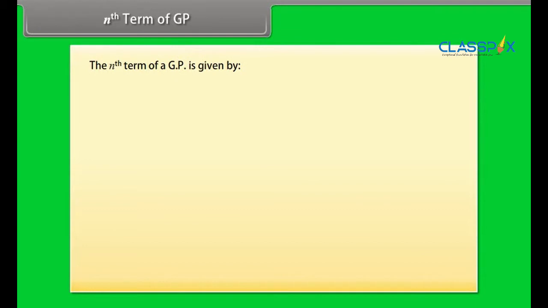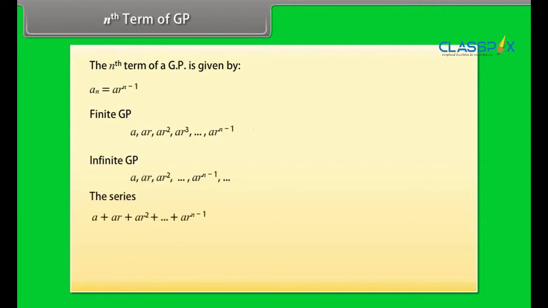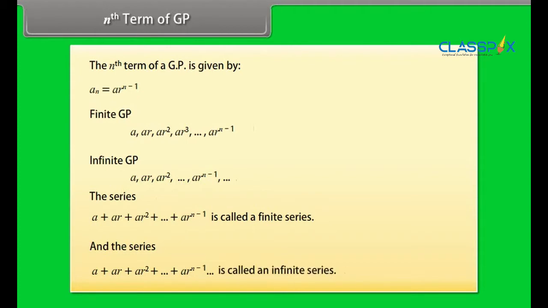Nth term of GP. The nth term of a GP is given by an is equal to a into r raised to power n minus 1. Finite GP is given below. Infinite GP is given below. The series a plus ar plus ar square plus so on till plus ar raised to the power n minus 1 is called a finite series, and the series a plus ar plus ar square plus so on till plus ar raised to the power n minus 1 and so on is called an infinite series.